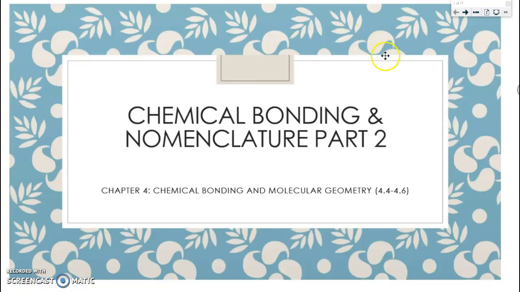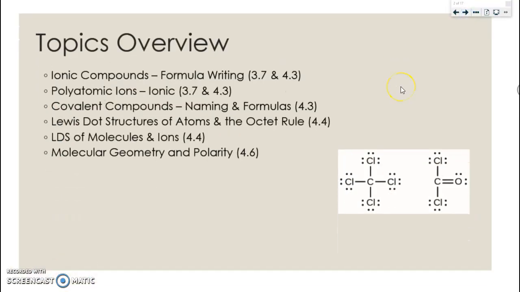We will now continue our study of chemical bonding and nomenclature. In this section, we're going to discuss how to properly write formulas for ionic compounds, discuss polyatomic ions, covalent compounds, how they are named and their formulas, as well as Lewis dot structures for atoms and molecules.